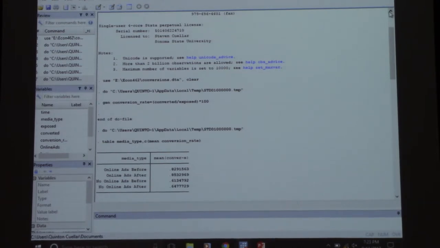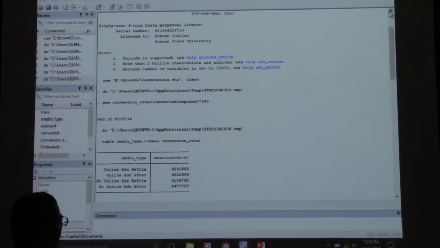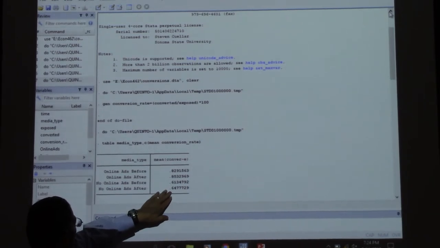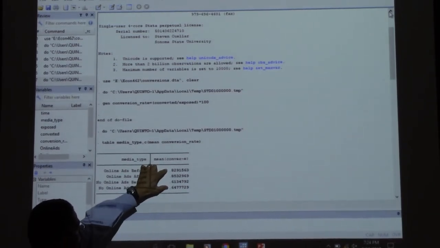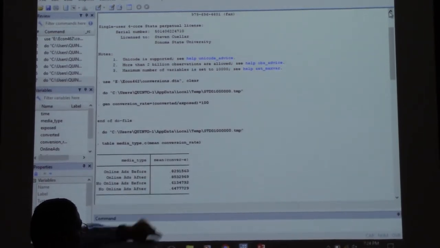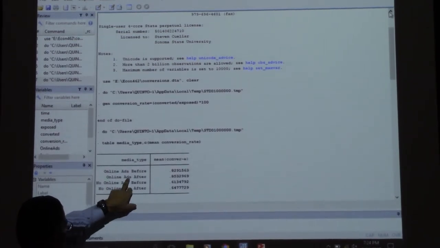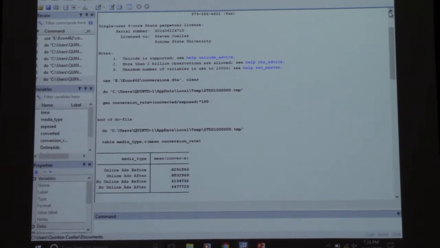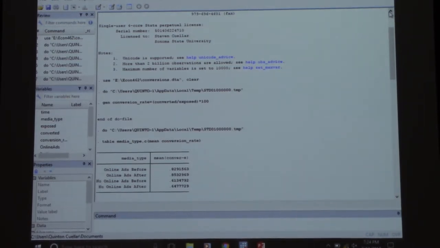As simple and easy as this table is, it really doesn't tell us much about statistical significance. We really need to know: here's our base, online ad before. Are these statistically different from each other? And then for radio, it's no online ads after. Are these statistically different from each other? And then our online ads and after, is that going to be statistically significant? You can't do that unless you do some sort of test. Regression is the best way to do that. Some sort of statistical test.